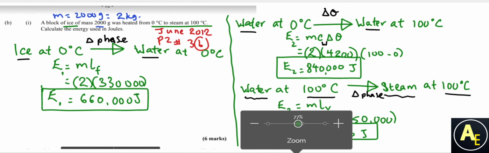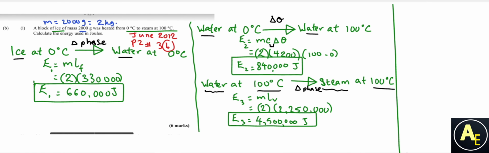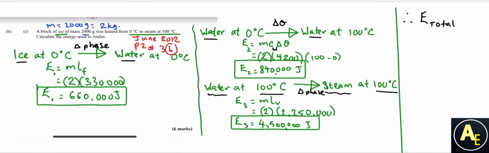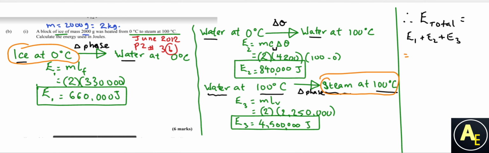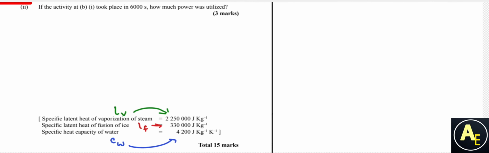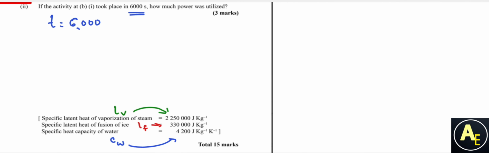It should be noted that an assumption made here is that the mass remains the same throughout each of the various changes that we have met. As a result, the total energy required to change from ice at 0 degrees Celsius to steam at 100 degrees Celsius would be the sum of all three energy values, giving us a value of 6 million joules, or 6 times 10 to the power of 6 joules, also known as 6 megajoules.